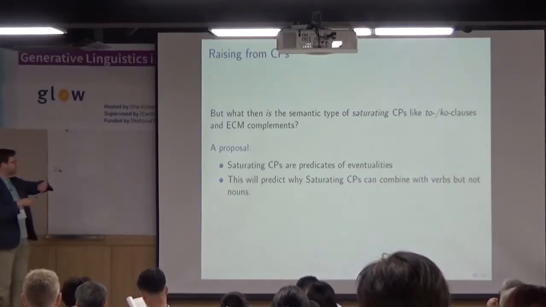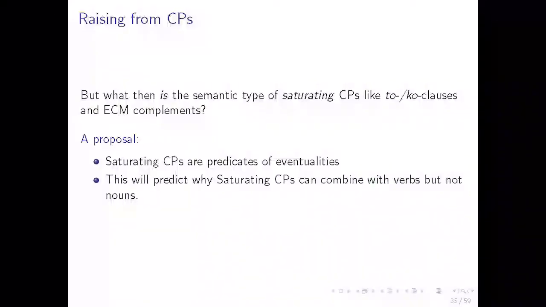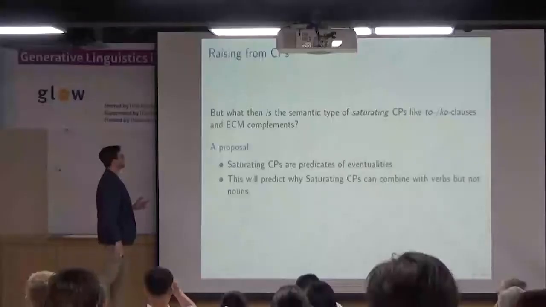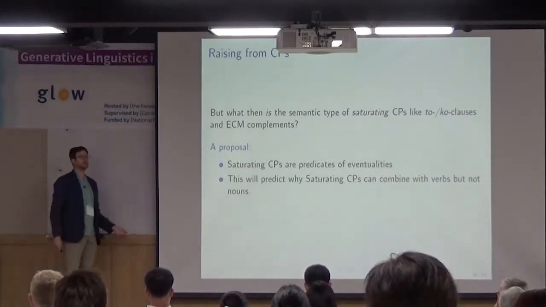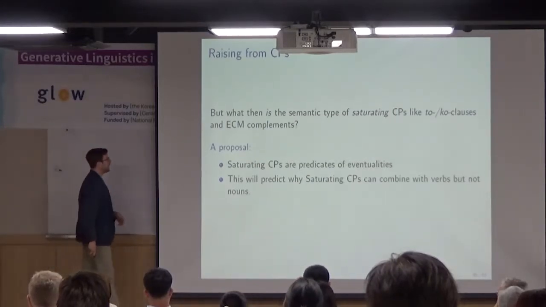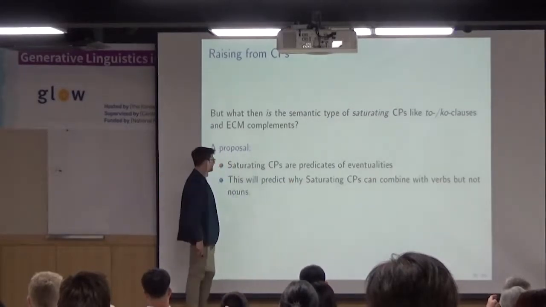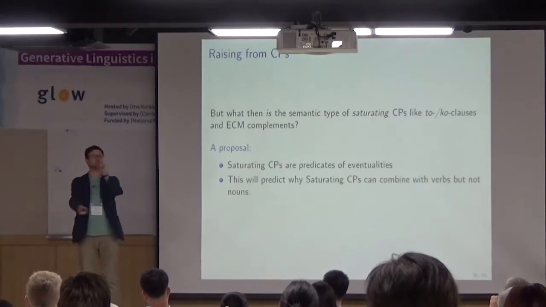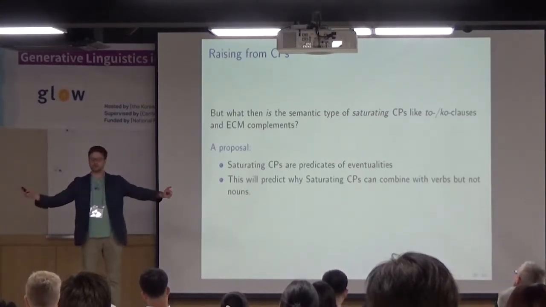Of course, now the question is, what is the semantics of saturating CPs such that this works out this way? And what is the semantics of ECM complements that allow them to compose in situ and disallows them from combining with nouns? Here's the proposal. Saturating CPs are predicates of eventualities, and this will prevent them from combining with nouns, but they'll be perfectly happy to combine with verbs.